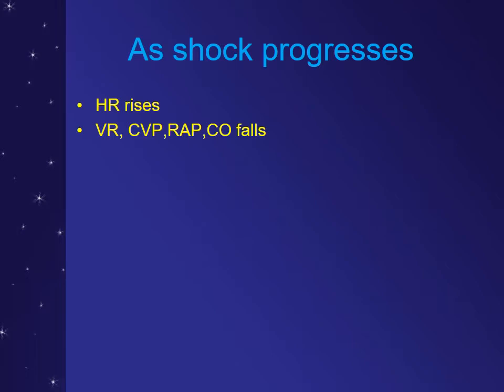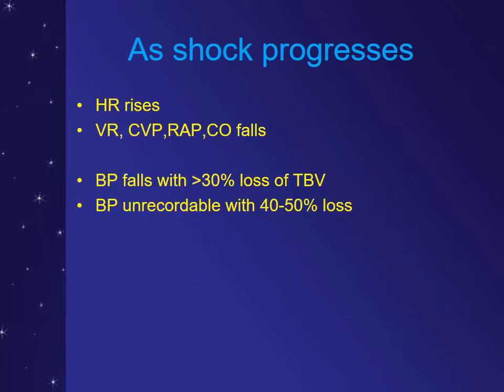So as shock progresses, heart rate will rise further, venous return will drop further. In the process, central venous pressure and the right atrial pressure will also drop, and the cardiac output will fall secondary to that. And the blood pressure will fall when the blood loss is more than 30% of the total blood volume, and especially when the lost blood volume is in the range of 40 to 50% of the total blood volume, blood pressure will be unrecordable.